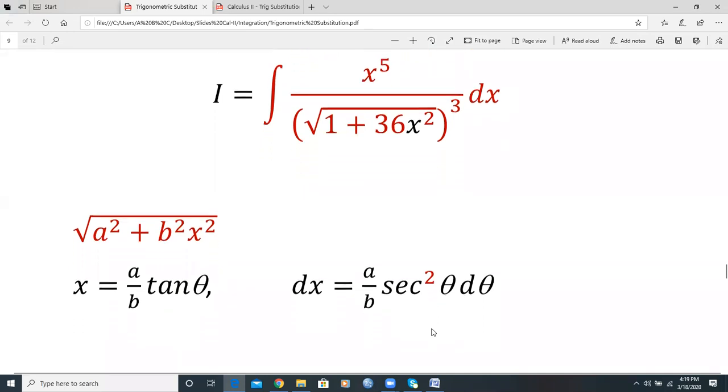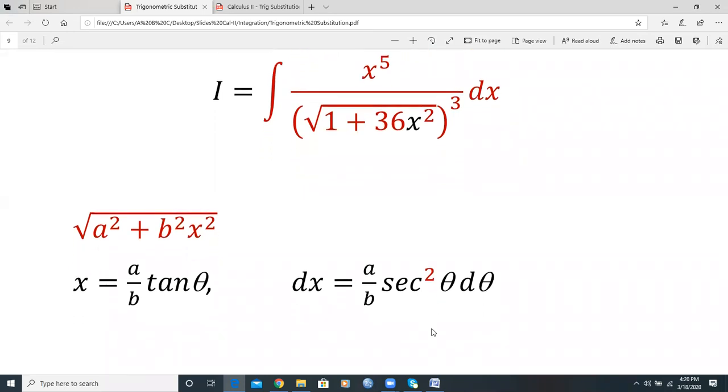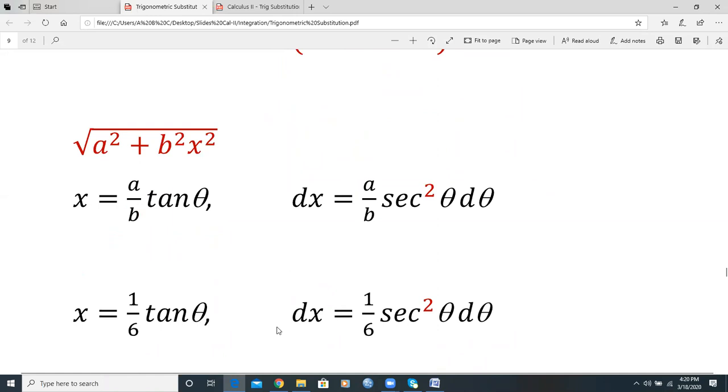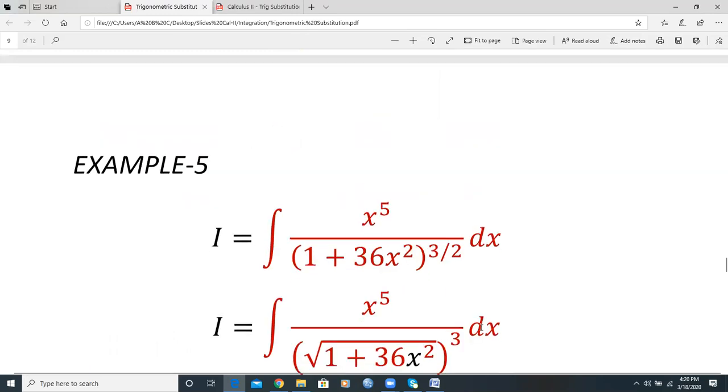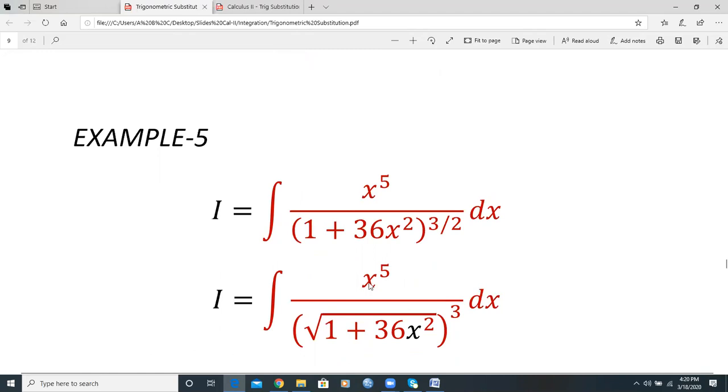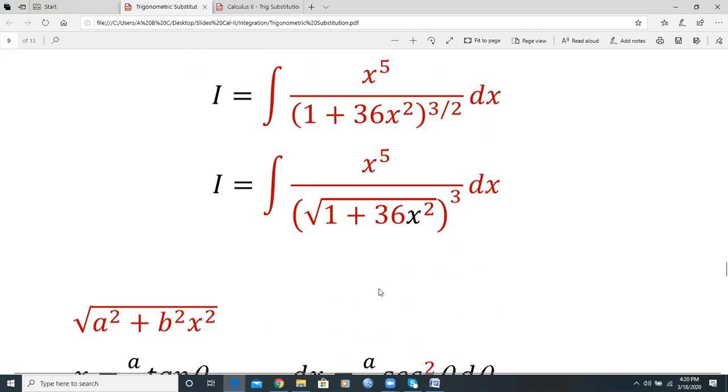In our problem, a is 1 and b is 6. So therefore, x is equal to 1 over 6 tangent theta, and dx becomes 1 over 6 secant squared theta d theta. So we will replace x by 1 over 6 tangent theta and dx by 1 over 6 secant squared theta d theta in the original integral.